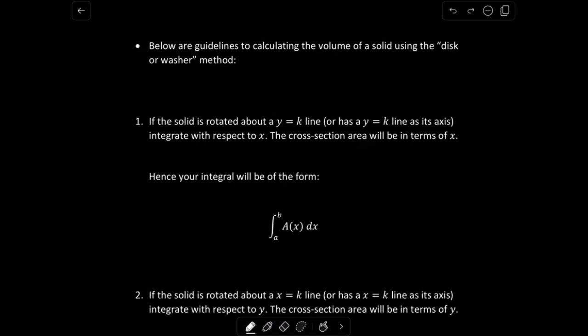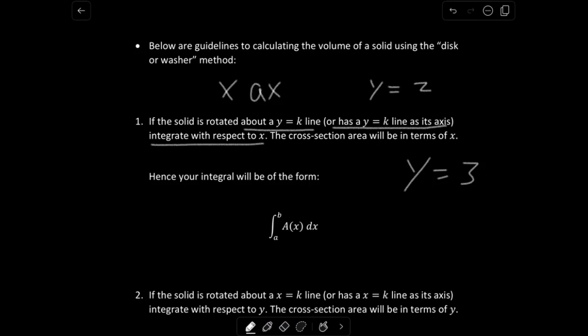If the solid is rotated about the line y is equal to k, or they could say it has the line y is equal to k as its axis, then you're going to integrate with respect to x. So, for example, if the solid is rotated about the line y is equal to 2, or y is equal to 3, or y is equal to minus 5, whatever the case is, or if they say it is being rotated about the x-axis.